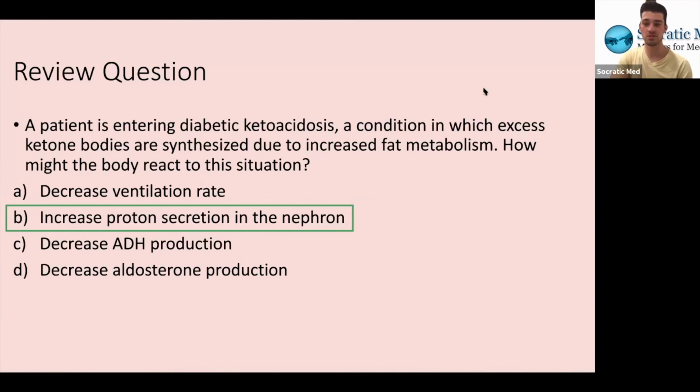And yep, that's an interesting little tidbit about DKA also. The 3 Ps: polydipsia, polyuria, and polyphagia. So thirst, a lot of pee, and a lot of appetite. That's a pretty good thing to know too, actually.